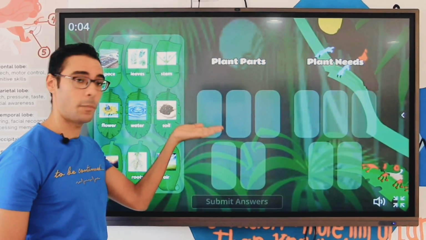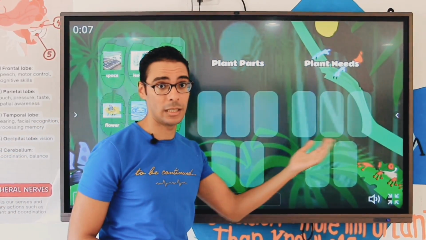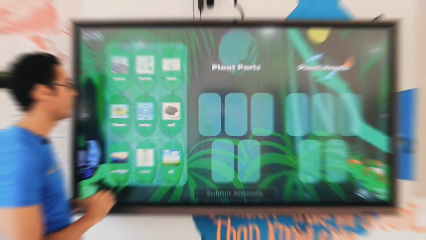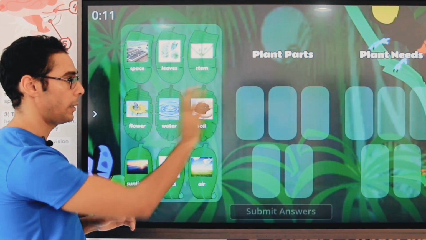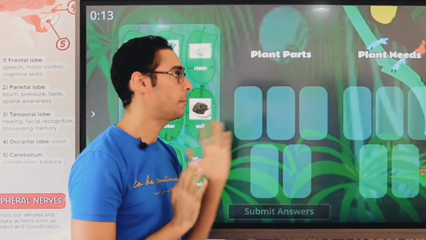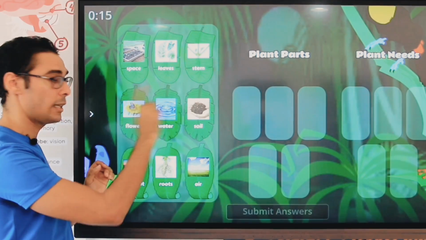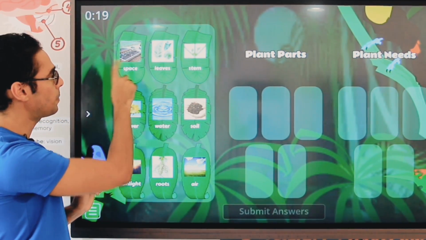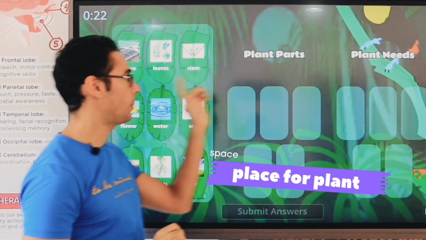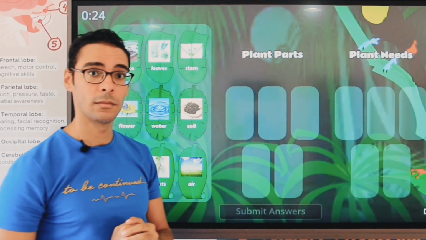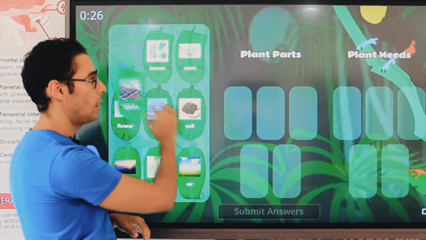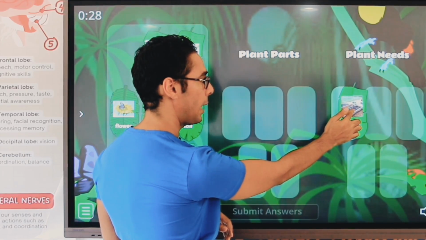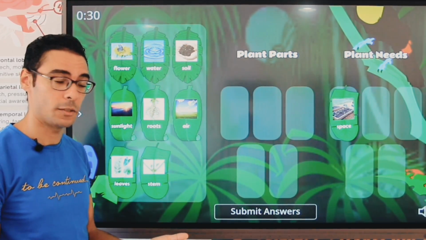Is it a plant part or a plant need? Let's review them one more time. We have here some plant parts and we have there some plant needs. Let's classify them and sort them one by one. I'm going to start by the space. Do you think the space is a plant part or plant needs? Perfect. I guess so. It must be a plant need. That's a space for the plant.